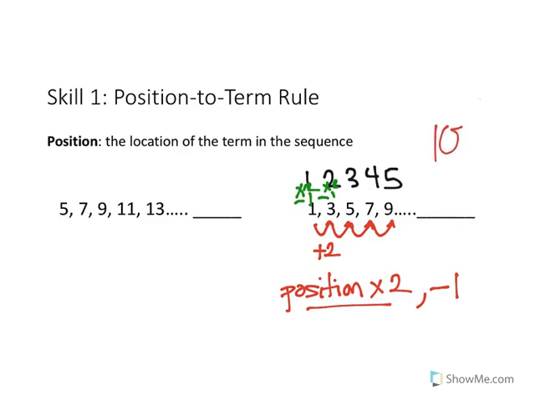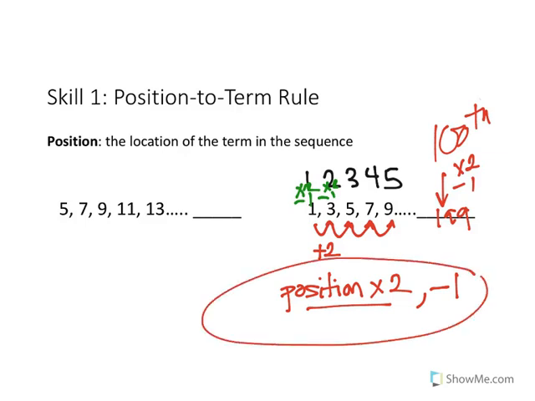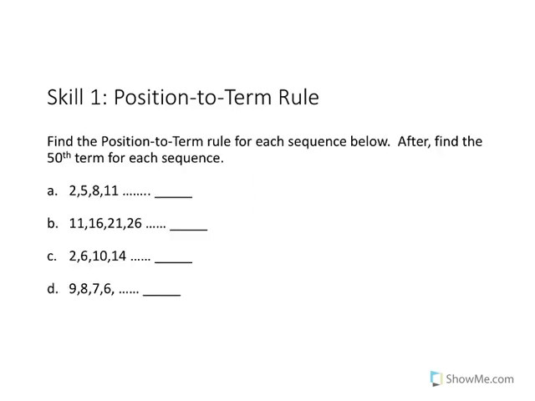If I want to know the 100th number, I just go 100 times 2, that's 200, minus 1, that's going to be 199. So the position to term rule is really powerful. It lets you figure out any number that you want. So now, what I want you to do is, for each of these sequences, find the position to term rule, and then find the 50th term for each sequence. Pause.